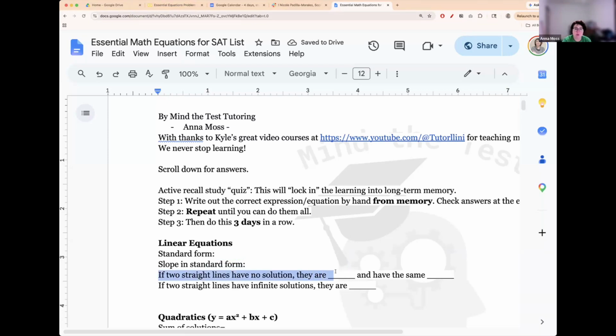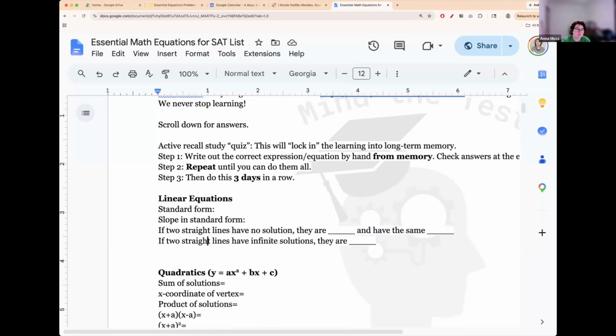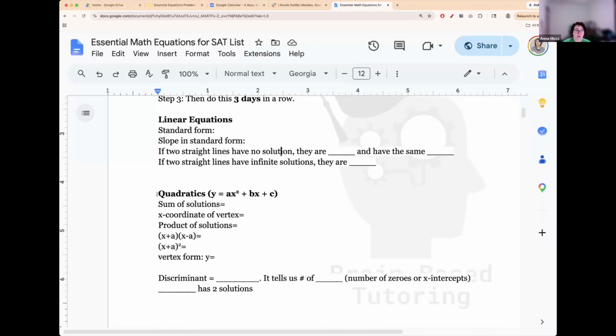If two straight lines have no solution, they're parallel, they have the same slope. So if you're in a linear system and there's no solution, you know you are looking for same slope. Infinite solutions is less common on the SAT, but infinite solutions would mean the lines never stop intersecting. They're the same line. So that means same slope, also same y-intercept. It's a lot less common. Typically, you're going to be looking for parallel lines. All right, now we're into some of the good stuff.